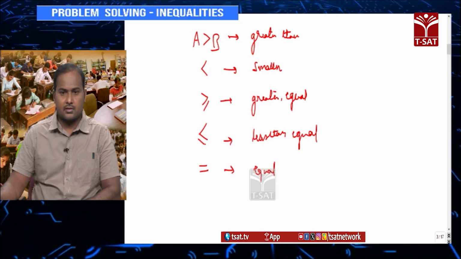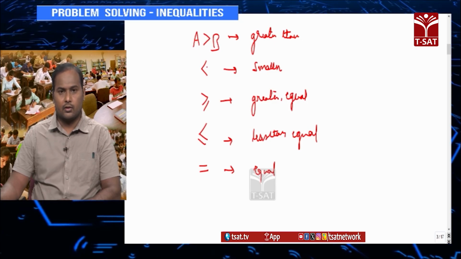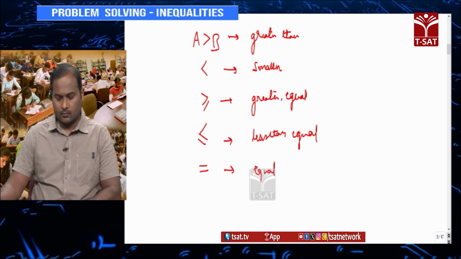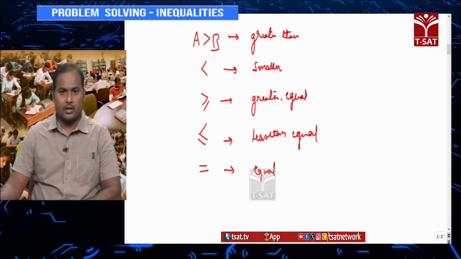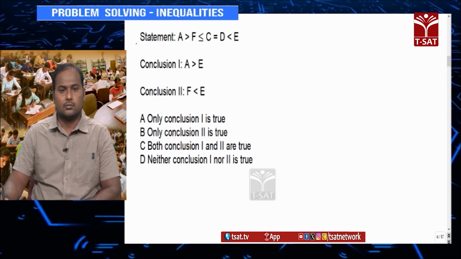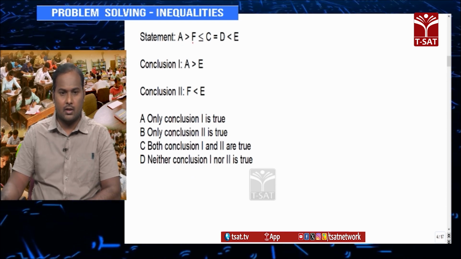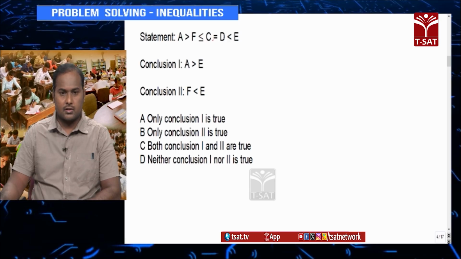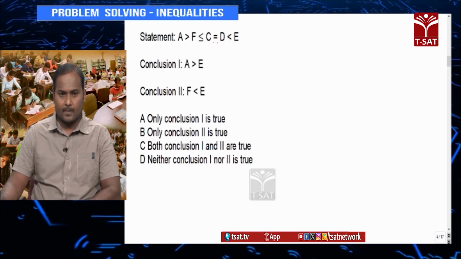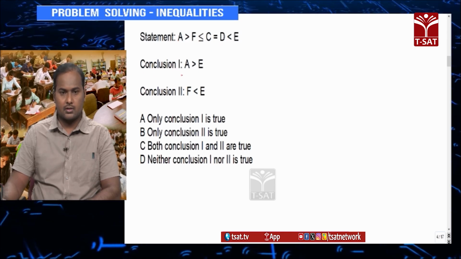Based upon these 5 signs we need to solve the problem. So in this he will give a statement followed by conclusions. For example, let's see a problem. See here, in the statement you can see A greater than F, F less than or equal to C, C equal to D, D is less than E. So these are the statements followed by 2 conclusions.